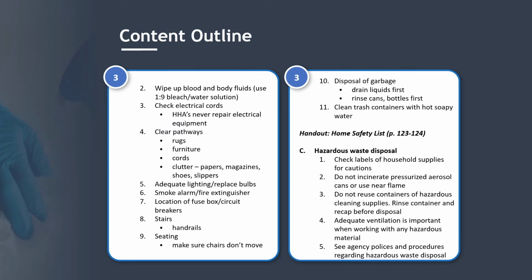Check electrical cords. Home health aides never repair electrical equipment. Clear pathways of rugs, furniture, cords, and clutter such as papers, magazines, shoes, or slippers. Adequate lighting. Replace any broken bulbs. Smoke alarm or fire extinguisher. The location of the fuse box or circuit breakers. Make sure the stairs have handrails. Make sure that chairs don't move.